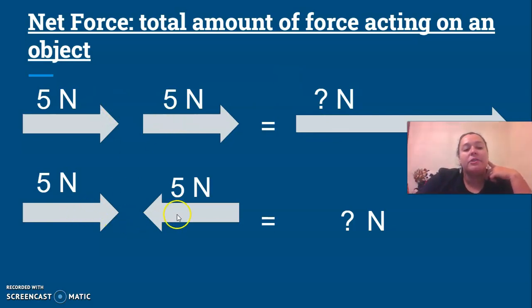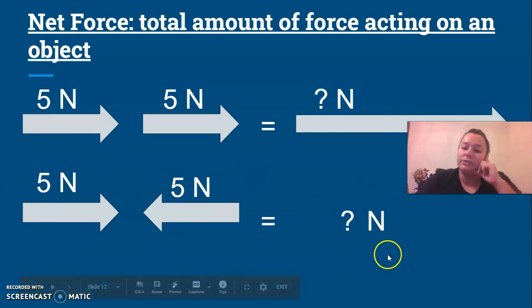Now, if you're looking at this one here, you're probably thinking, well, I'm not really sure about this one. Remember that they're canceling each other out. Because they're going towards each other, what you would do is subtract these two numbers. So for this one here, you will get 0 newtons.